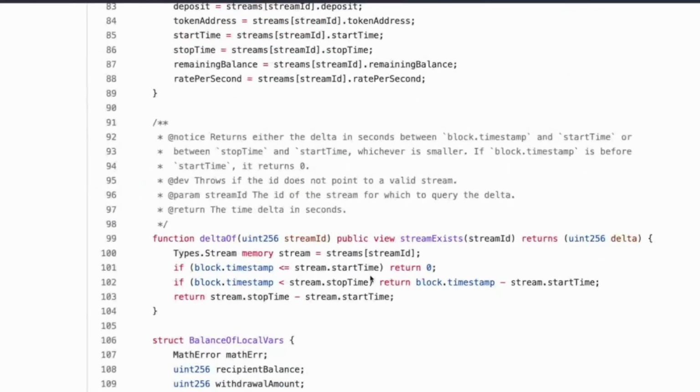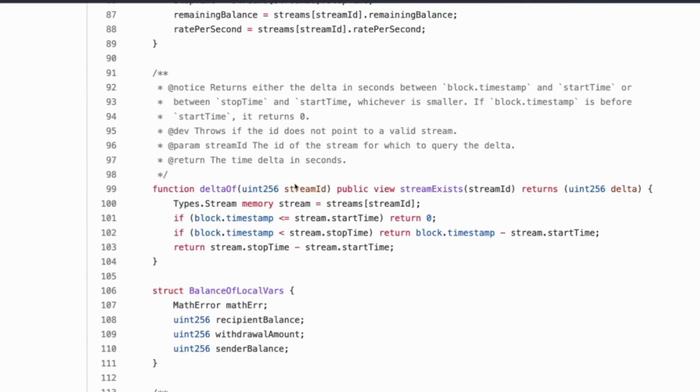Delta of returns either the delta in seconds, so the change between block timestamp and start time, so how long the stream has been running, or between stop time and start time, whichever is smaller. In other words, if the stream stopped, the time of the stream as well. And then here's where that revert is that we saw in the README in the known issues. It says here if block.timestamp is before start time, it returns 0. So you can only do this once the stream is active. And it throws if the ID does not point to a valid stream. So it's going to do that modifier check is active stream.